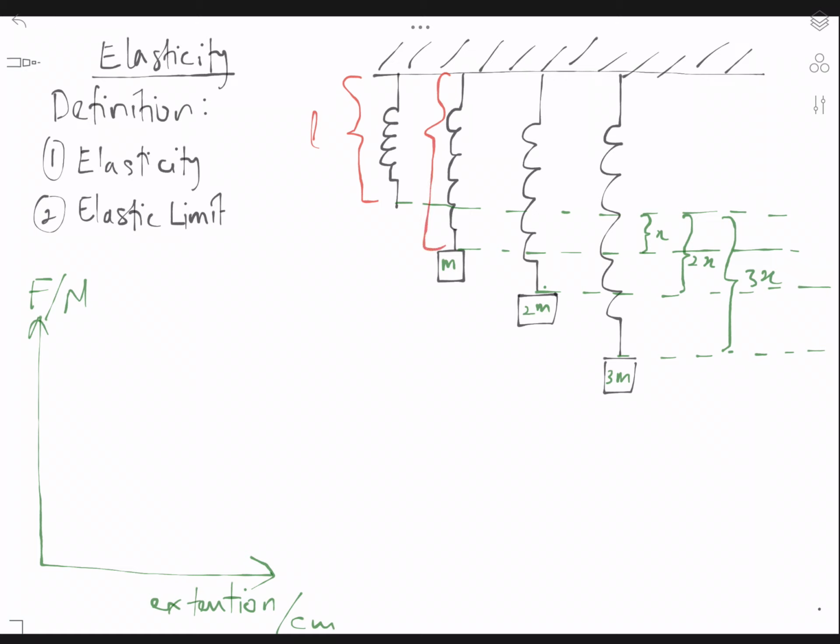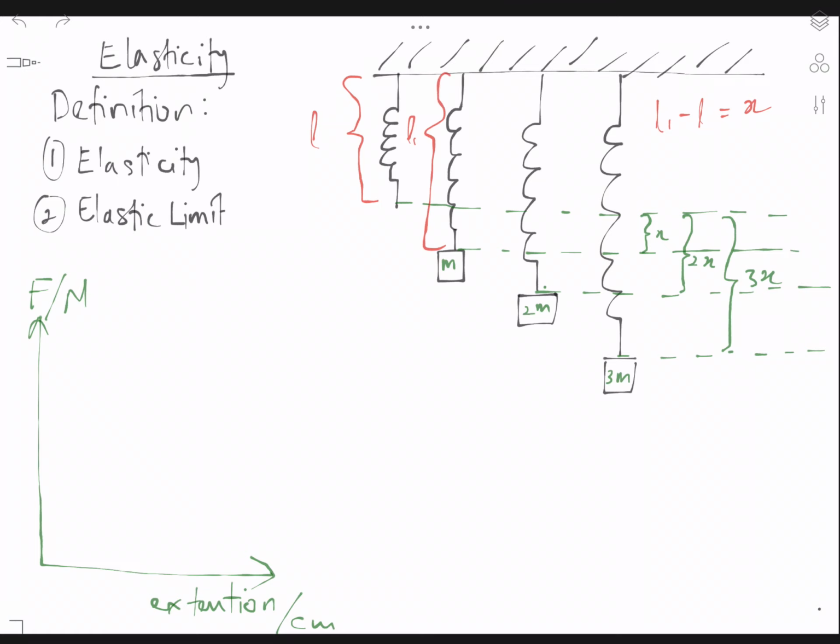This length, let's say this is L1. This is L, so L is subtracted from L1, and you have extension X. I can write: L1 minus L equals X. So that is the extension of the spring. When you load with 2m mass, the mass is twice as much as this one, so you have 2x extension, and with 3m, you get 3 times extension.